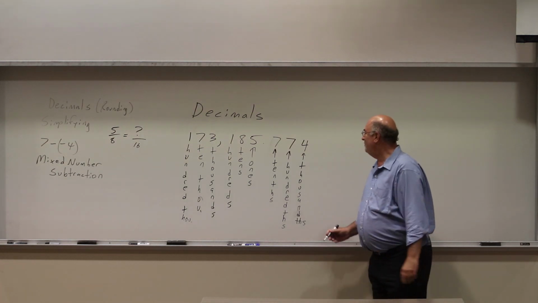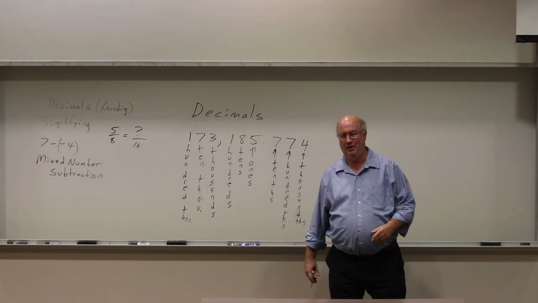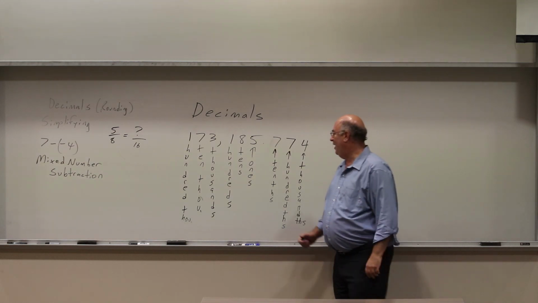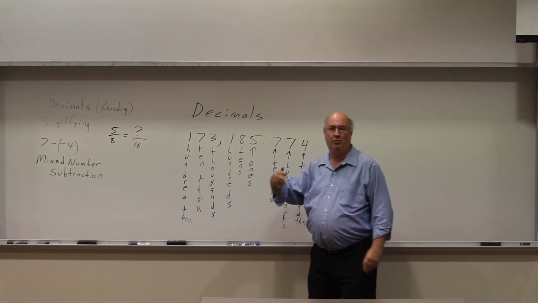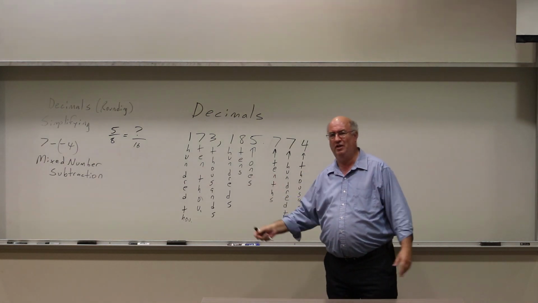Okay, first we'll look at placeholders, which we looked at on a couple of the other videos. But now we added decimal places. So we have our 0 through 9, our Hindu-Arabic numeral system that we use in the US and other countries.